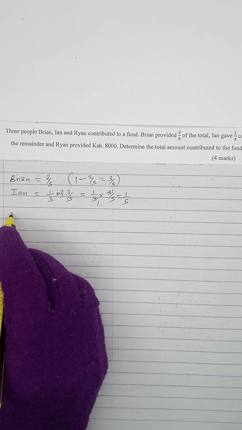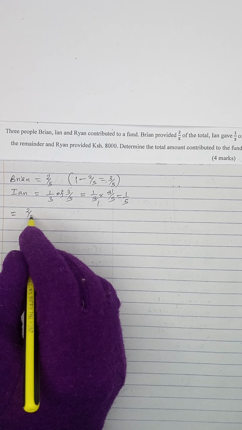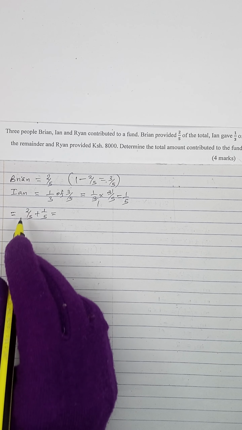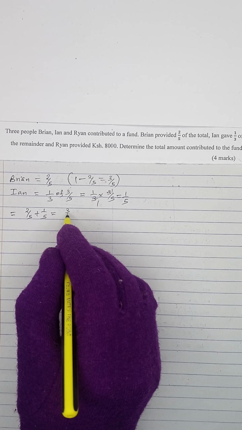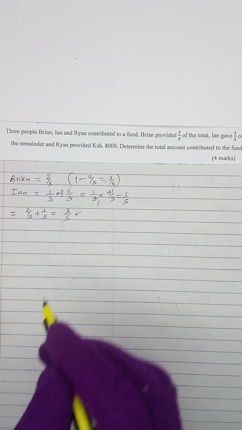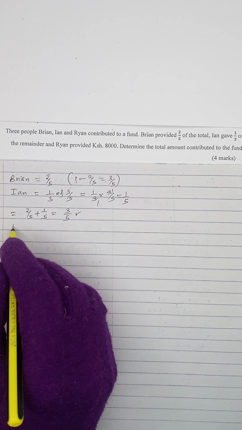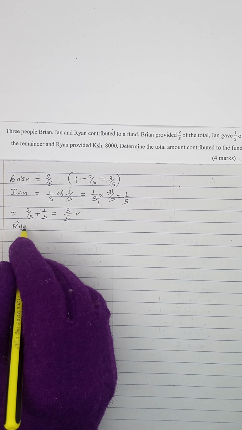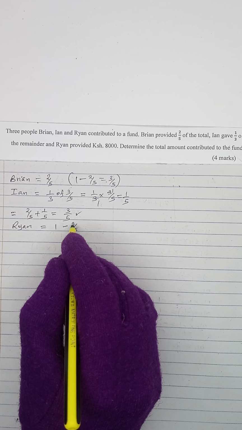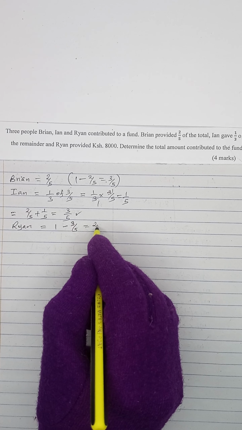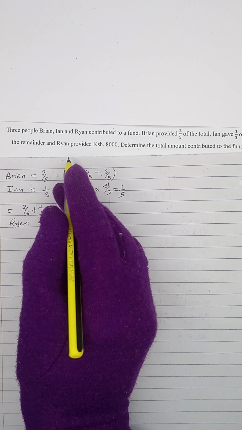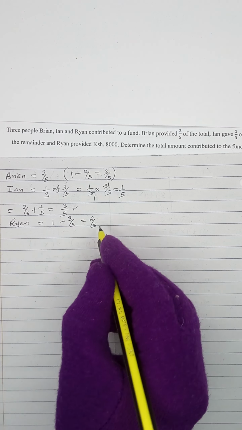So what the two contributed is 2/5 plus a fifth. Because the denominators are the same, we just add through the numerators directly, so we'll have 3/5. So these two, Brian and Ian, contributed 3/5. That would mean that Ryan contributed the remainder, one whole number minus what these two contributed, which is 2/5. That therefore means that Ryan, who gave 8,000, his fraction is 2/5.